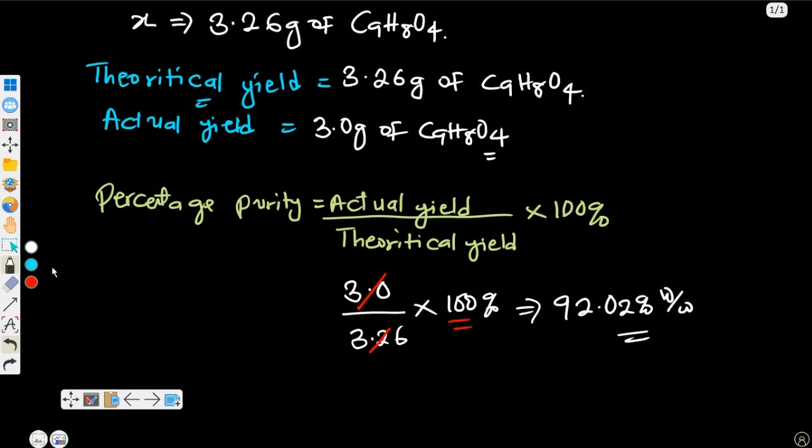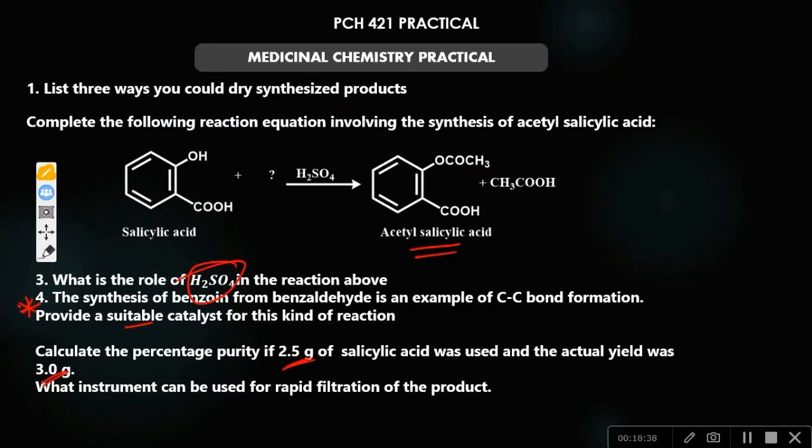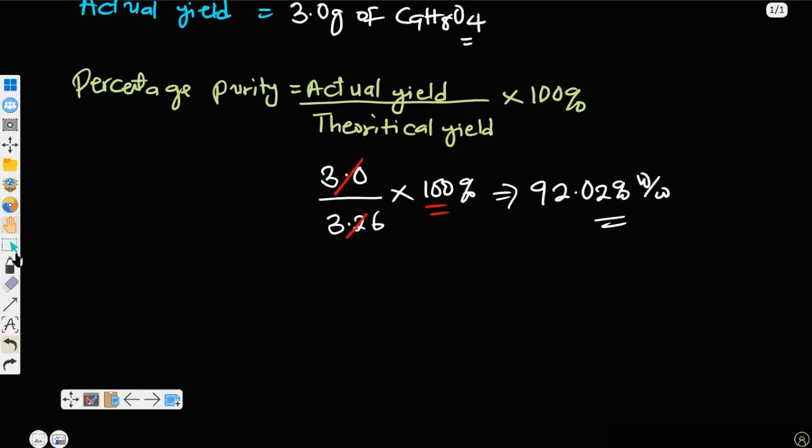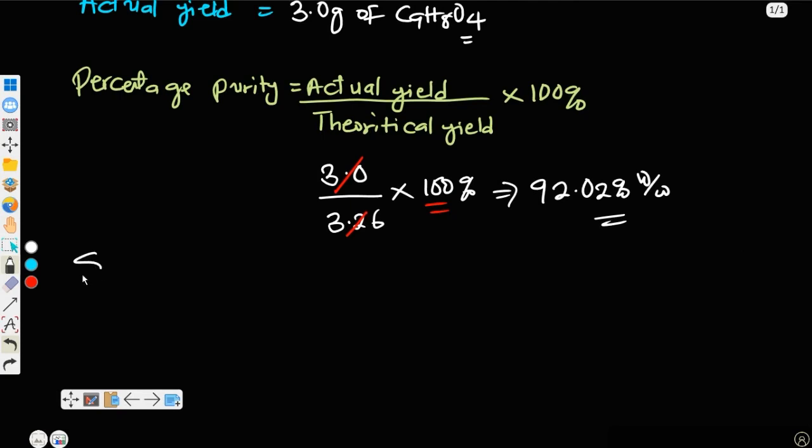Now, I have one more question here. These are questions that I just felt may come out under this. What instrument can be used for rapid filtration of the product? For rapid filtration of the product, Mr. Raji was using the suction pump. All right, suction pump for rapid filtration of the product.